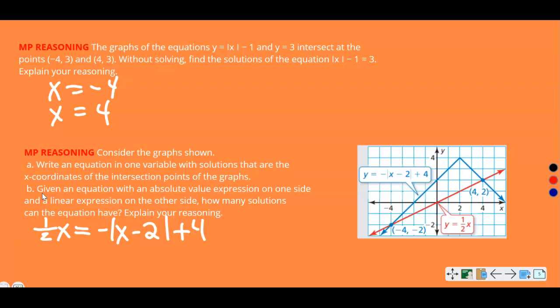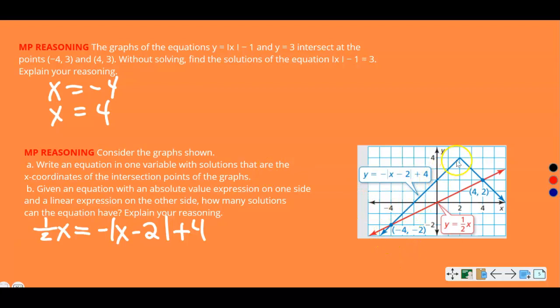This question makes you think a little bit about different scenarios. It says, given an equation with an absolute value expression on one side and a linear expression on the other side, how many solutions can the equation have? Explain your reasoning. All right, so it could have 0 solutions.